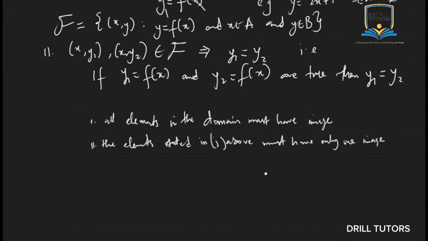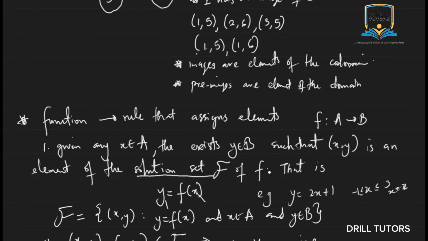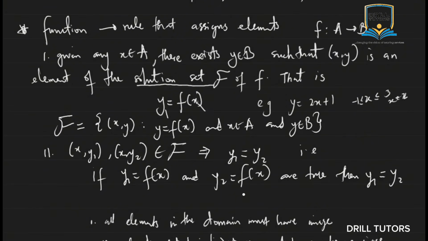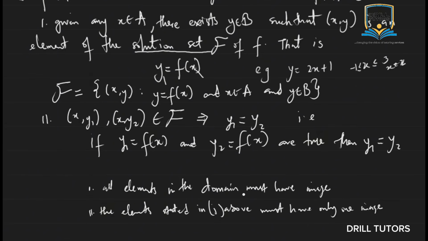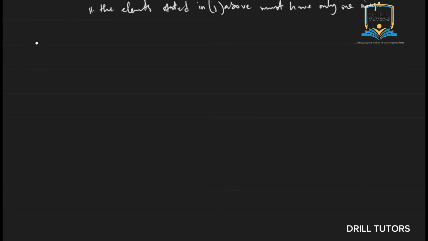And that solves that. Now, I said that given any x an element of A, there exists y an element of B such that (x, y) is an element of the solution set, giving you an insight to all elements in the domain having images. Do you understand? And the second one tells you that the image must only be one. So no element in the domain is permitted to map to more than one element in the codomain. So let me quickly give you examples to make this really easy for you.